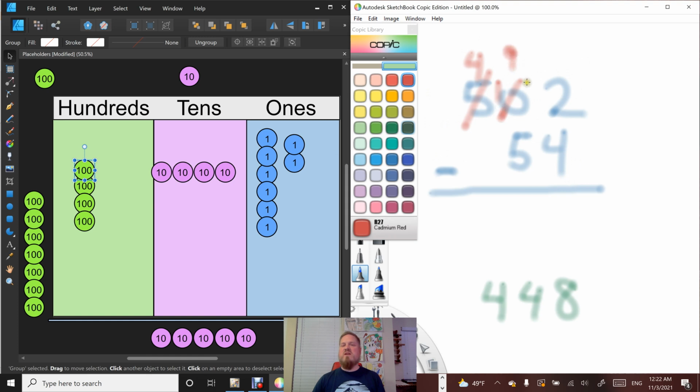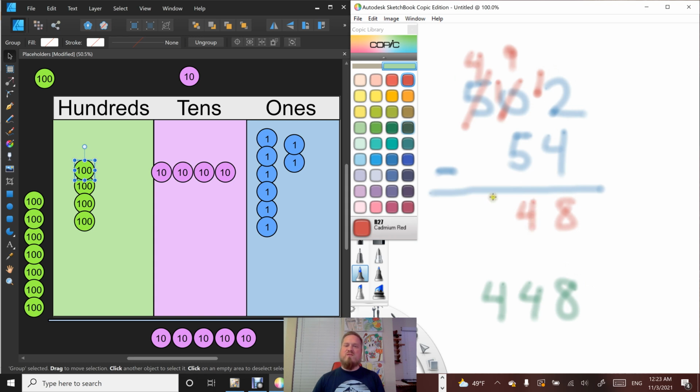Now we've just got 9, and rename that 10 that we took from here as 10 ones over here. So now we have 10 ones plus the 2 ones that are there makes 12 ones. 12 minus 4, ding, ding, ding, 8. And 9 tens minus 5 tens is 4 tens.